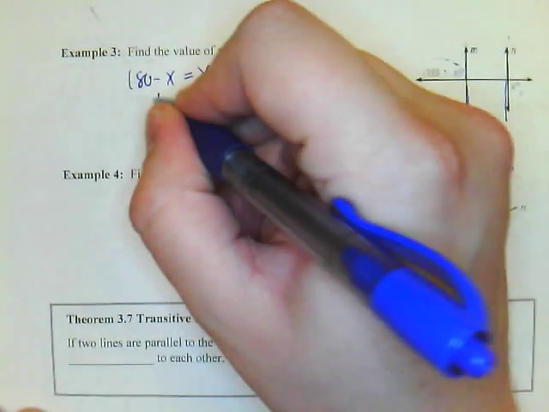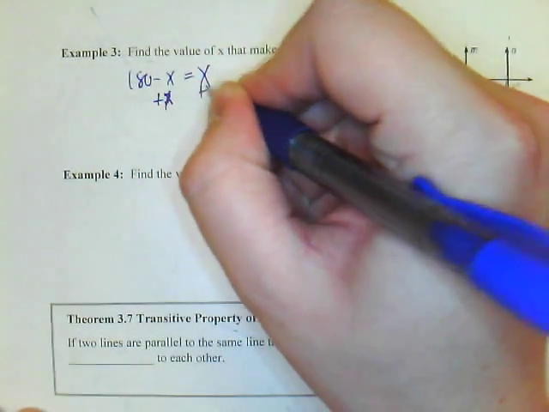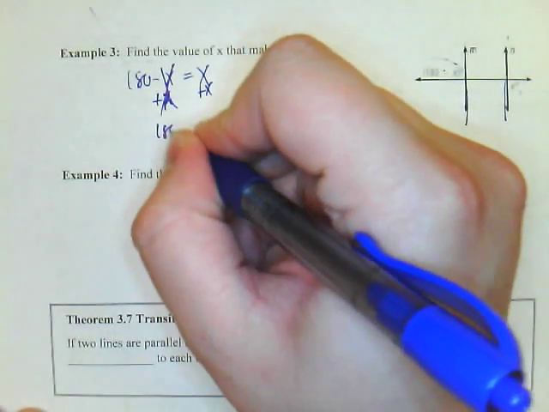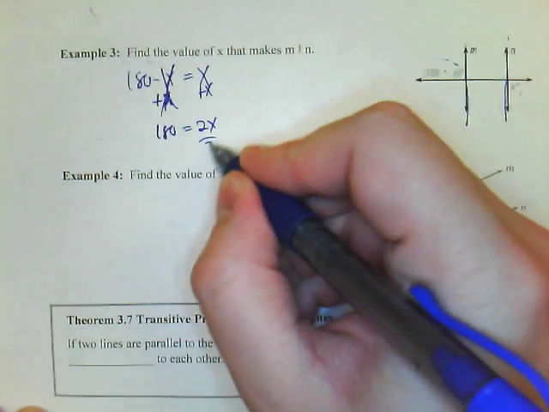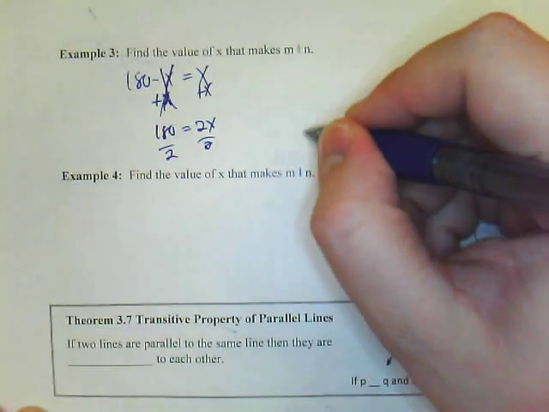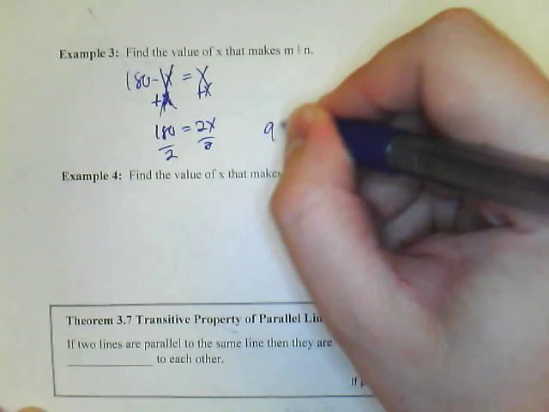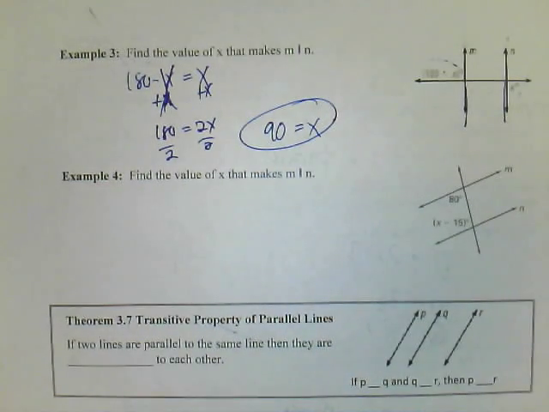So let's set them equal and find what value of x will make these two things equal to each other. If we add x to both sides of the equation, that will get rid of it there, and we'll get 180 is equal to 2x. Then we can divide by 2, and so we get that x is equal to 90. So if we set x equal to 90 and plug that in here, that will give us two 90-degree angles, which are going to be the same as each other. Two 90-degree angles are congruent to each other, and that tells us that the lines must be parallel.